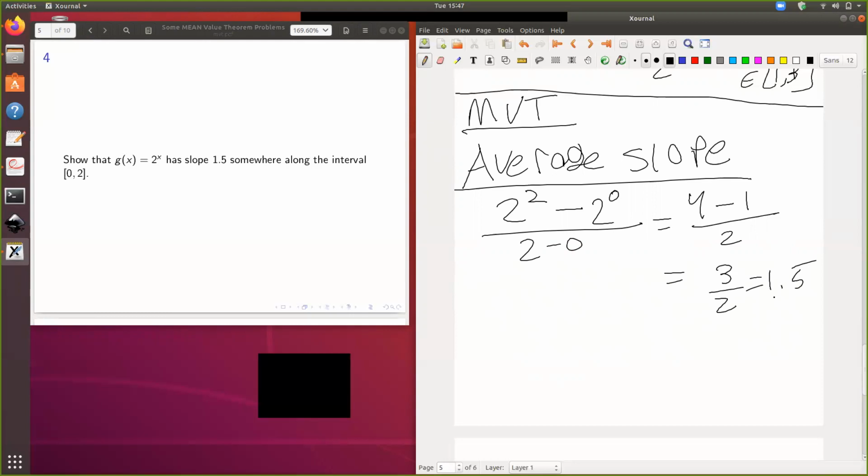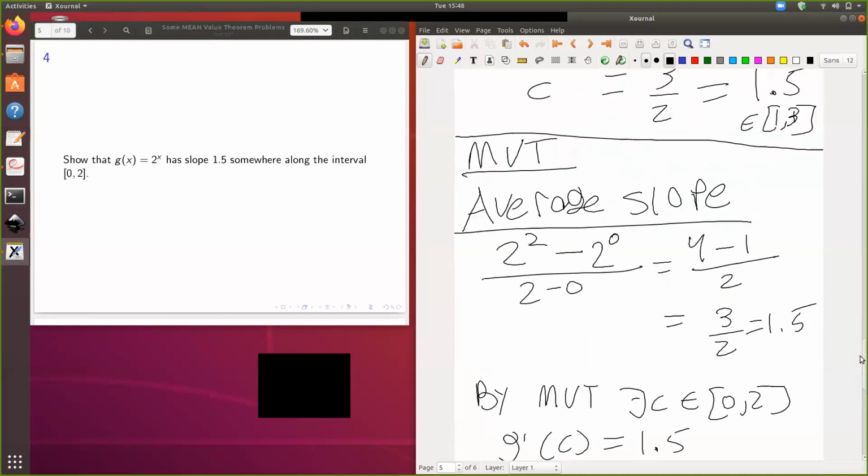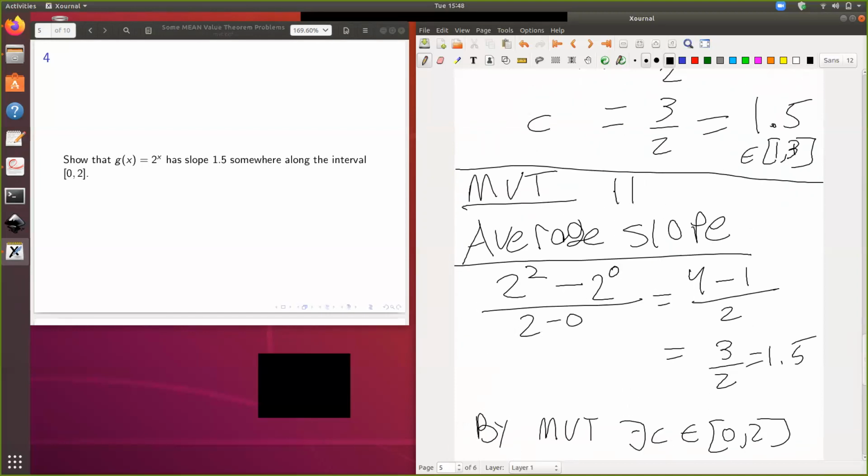Well, we have a continuous function. We know what our average slope is. So now we can invoke the mean value theorem and say that by MVT, there exists a C in the interval 0 to 2 such that G prime of C is equal to 1.5. And that's it. That's how you do these kind of problems. This was number 4. All right.